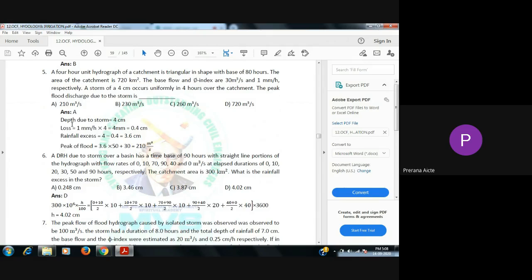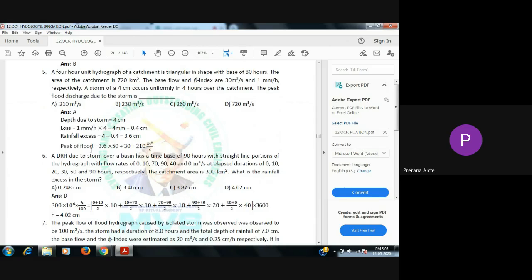See, for simplicity, the depth due to the storm, how much? 4 centimeter. What is the loss actually? 1 millimeter per hour, into 4 hours, how much? 4 mm, which gives 0.4 centimeter. Now what is the rainfall excess actually? Total depth minus loss. That will give 3.6 centimeter.